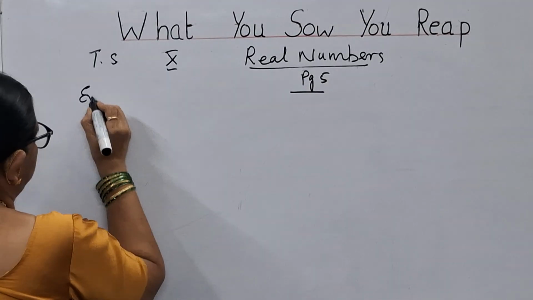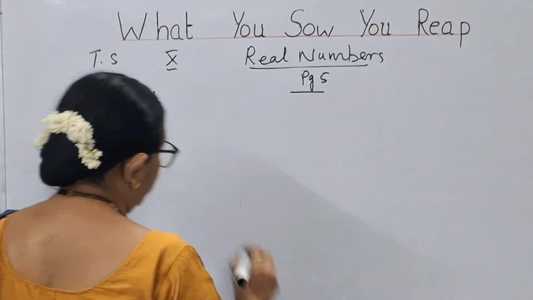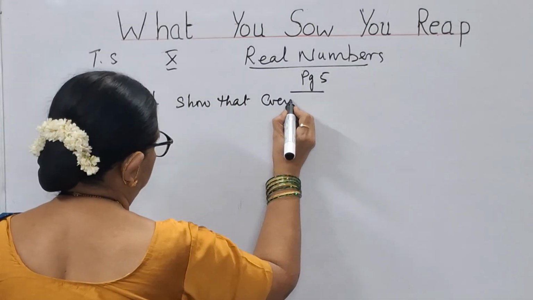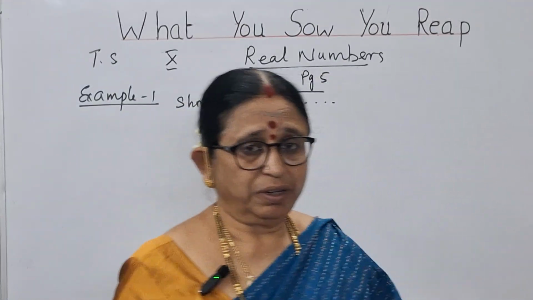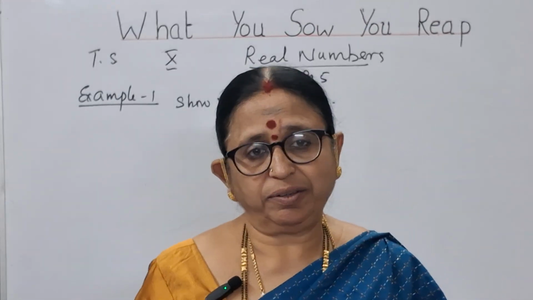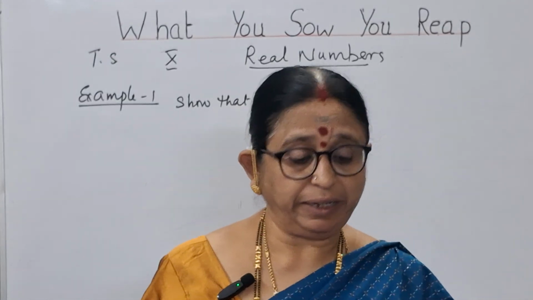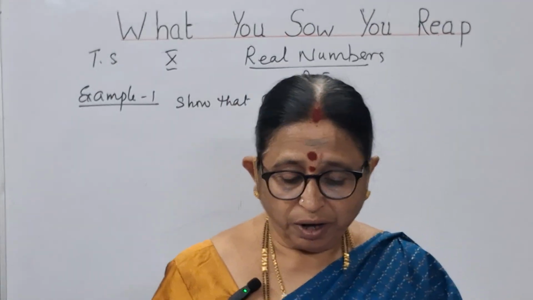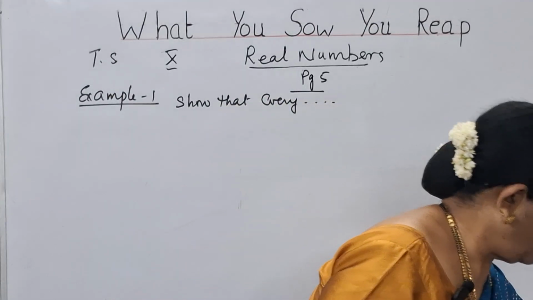What is that example 1, children? Example 1: Show that every positive even integer is of the form 2q and every positive odd integer is of the form 2q plus 1, where q is some integer. I'll read this for you and then solve it, because lengthy problems are not possible to write out. Even is 2q, odd is 2q plus 1. This is the problem given to you.